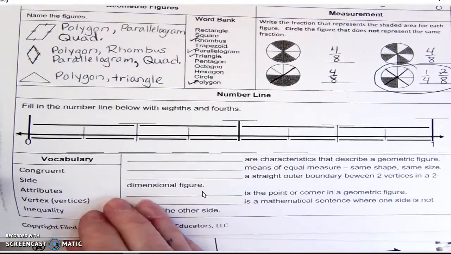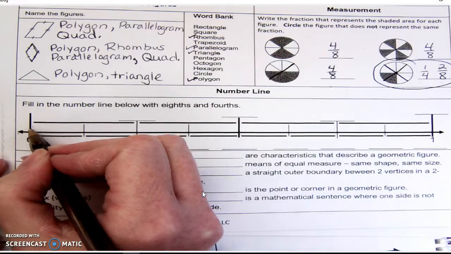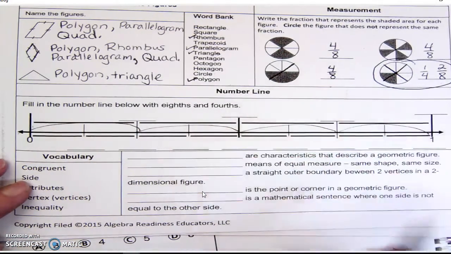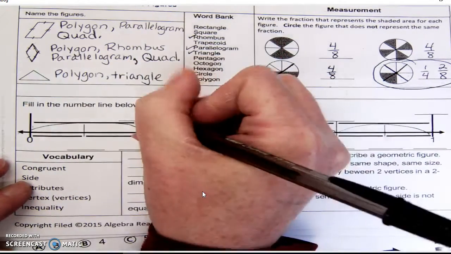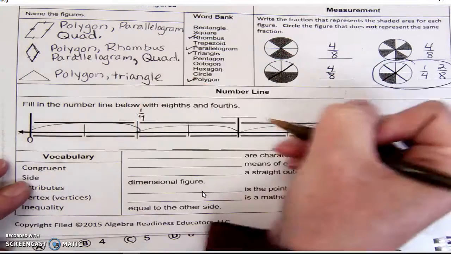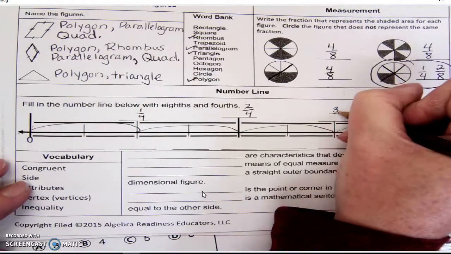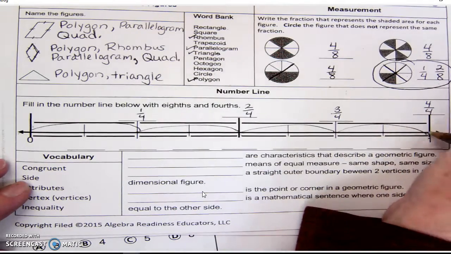Take a look at your number line. On top, it's divided into 1, 2, 3, 4 sections. So this is 0 out of 4. This would be 1 out of 4. 2/4, 3/4, and 4/4, or 1 whole.